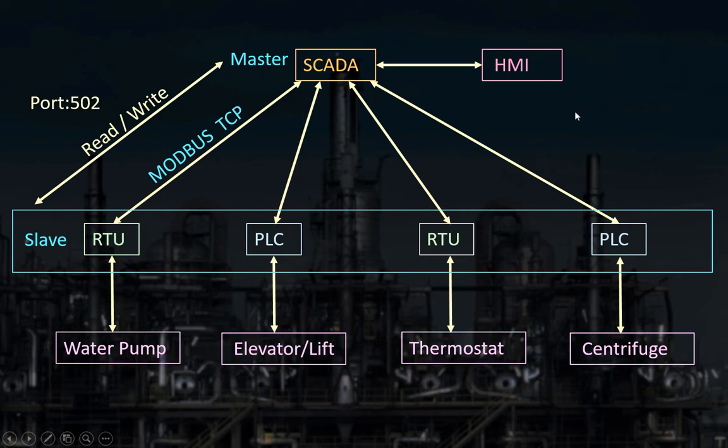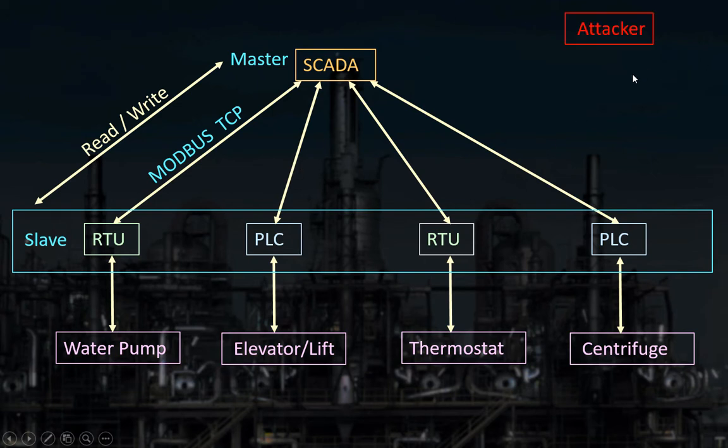Now if in this network there is a malicious user or attacker, he can perform different attacks. Like he can sniff the traffic between the SCADA and these controlling devices by using a tool like Wireshark, and can perform a replay attack. Now these PLCs and RTUs have a memory, which stores temporary data. Now the attacker can spoof as a master device and perform read-write operations on the memories of these devices.